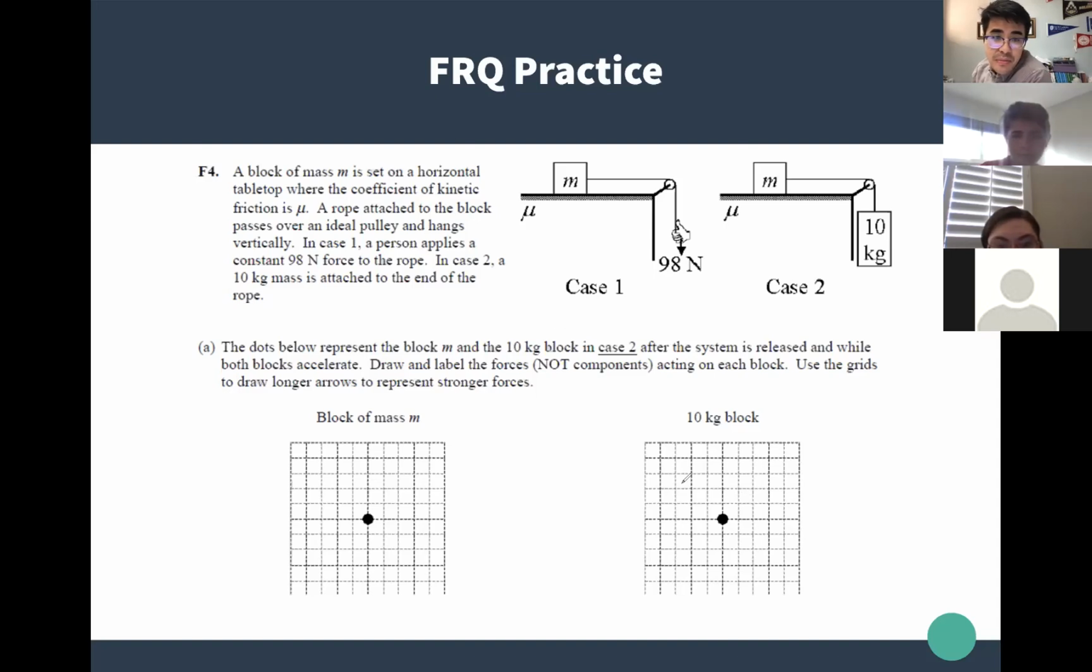Yeah, that's what I was wondering, because I was also going to say that we could put a tension force pointing upwards on the same 10-kilogram block. I'm not sure if we should make it the same length as mg. Good question. Let's look at part A again. It says the dots below represent M and 10 in case 2 after the system is released and while both blocks accelerate. So this should maybe answer your question. What do you think that tells you if both blocks accelerate? Then one of the forces is greater than the other, right? You can't have acceleration if they're the same. So which arrow is going to be bigger?